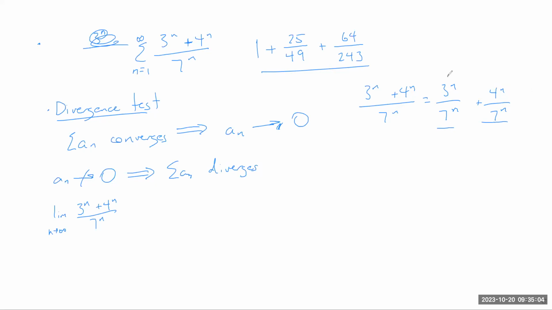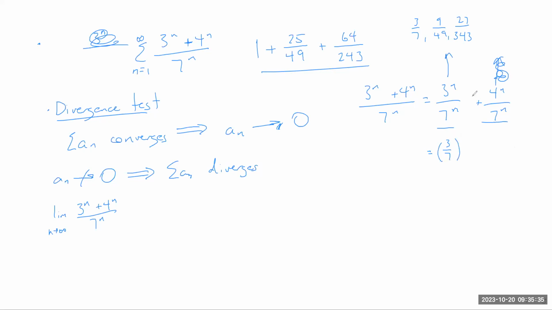Let's think about it. What's the first term in 3 to the n over 7 to the n? 3/7, then what? 9/49, 27/343. Is that what 7 cubed is? Okay. Is this geometric? Yes, it is. So this one is as well.